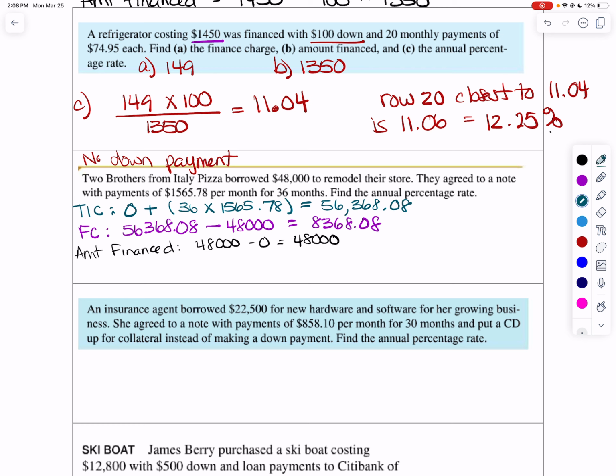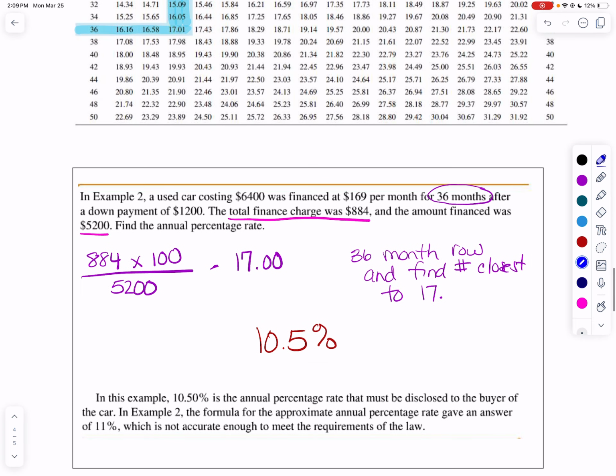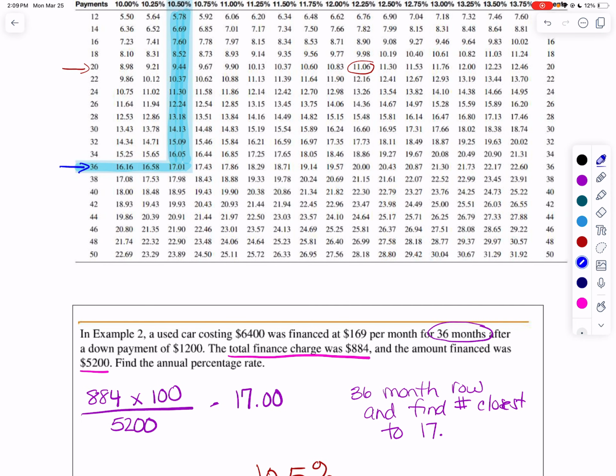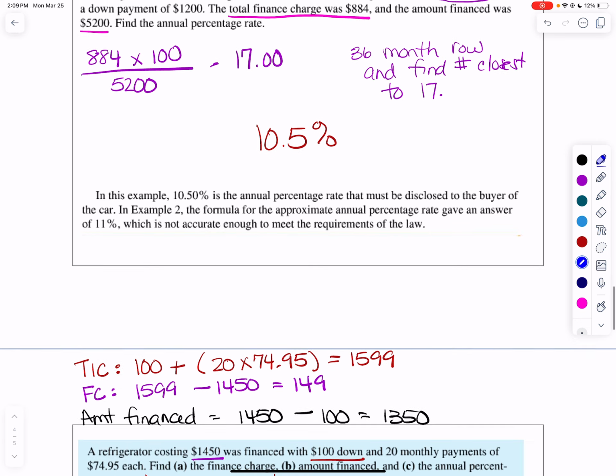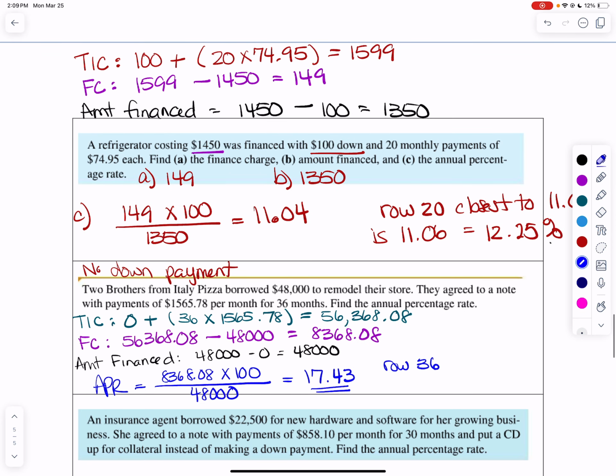So the APR is going to be the finance charge times 100 divided by the amount that they financed. So that comes out to be $17.43. We're looking at row 36 and finding the number closest to 1743. So I'm going to go back up here. Row 36 is right here. 1743, well, we hit it on the nose. So that would be 10.75%.